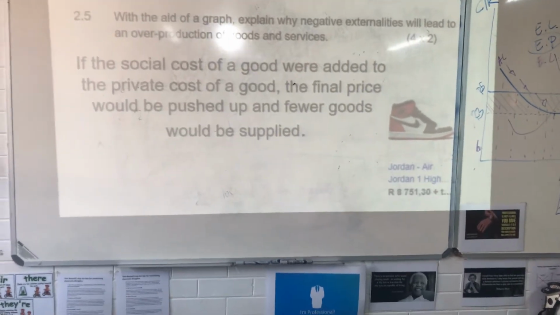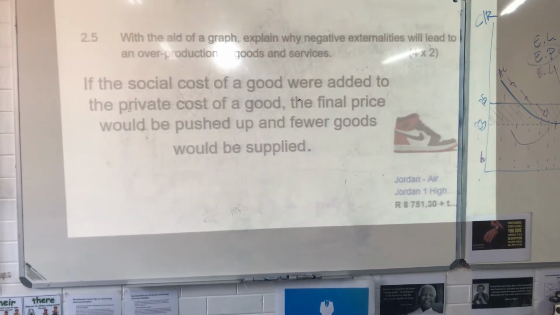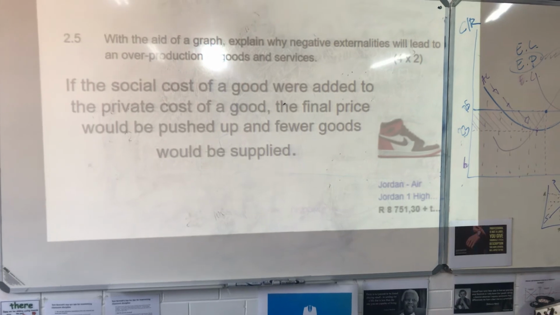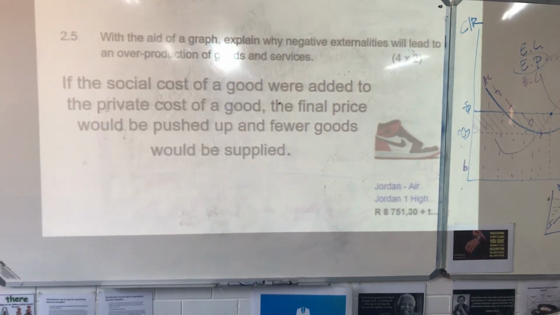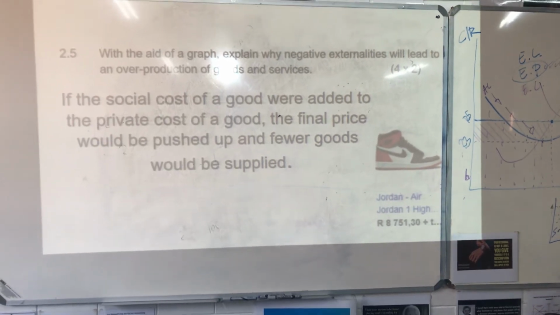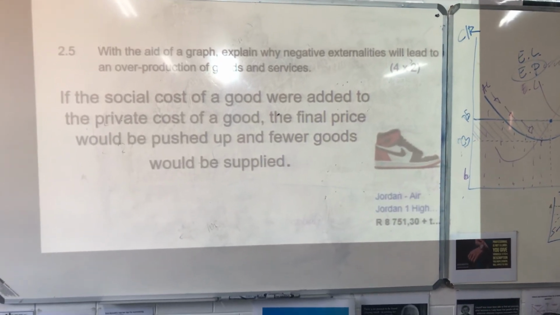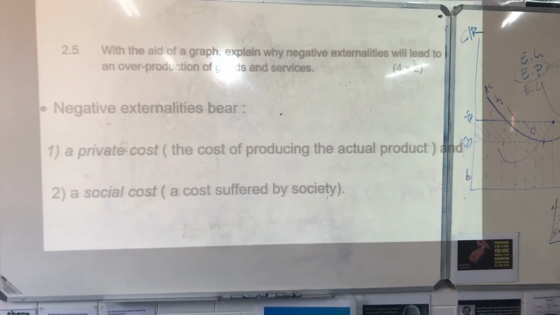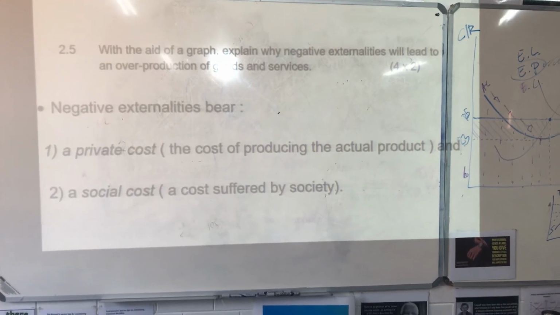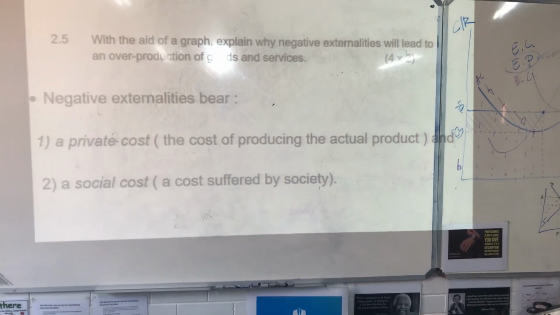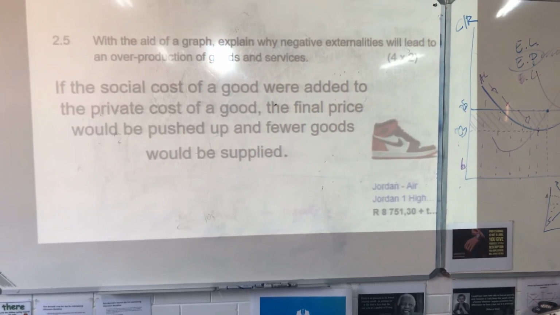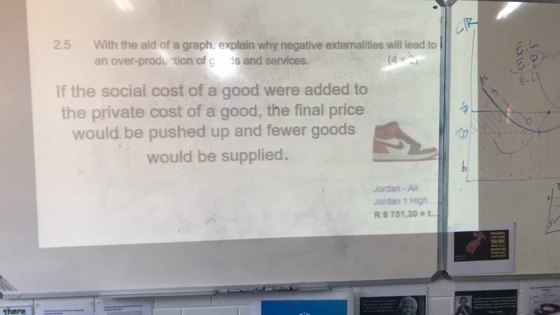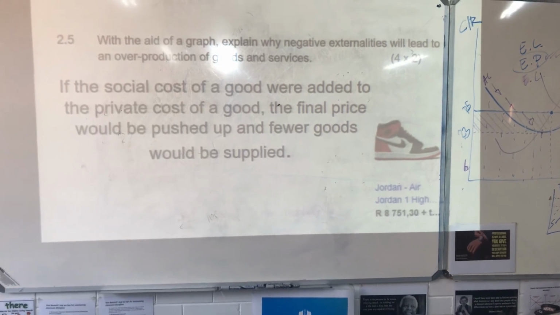So again, sticking to the same question, I'll read it again. With the aid of a diagram, explain why negative externalities will lead to an overproduction of goods and services. If the social cost of a good were added to the private cost, remember, the private cost is the cost of producing the actual product, the final price would be pushed up and fewer goods would actually be purchased.